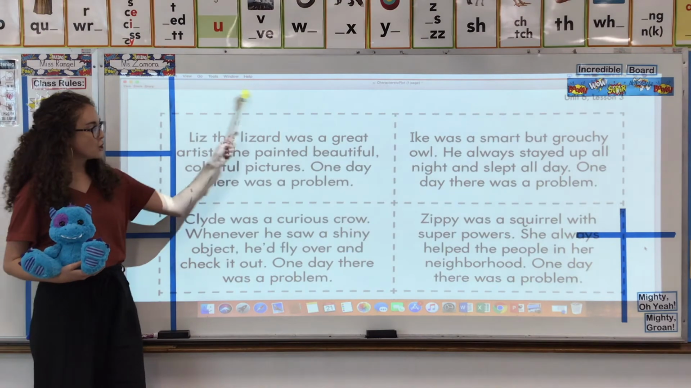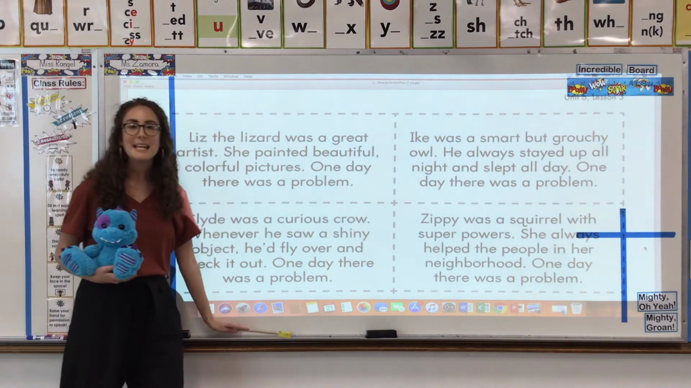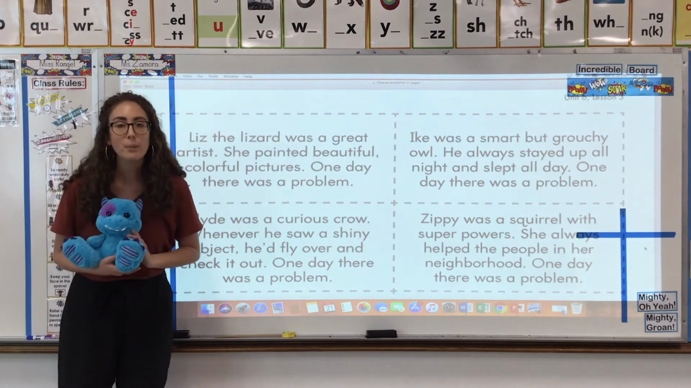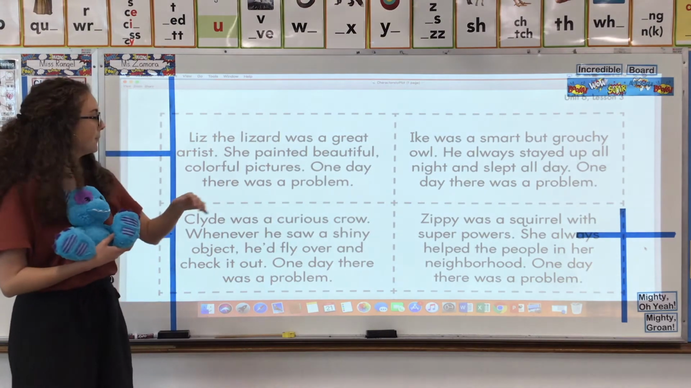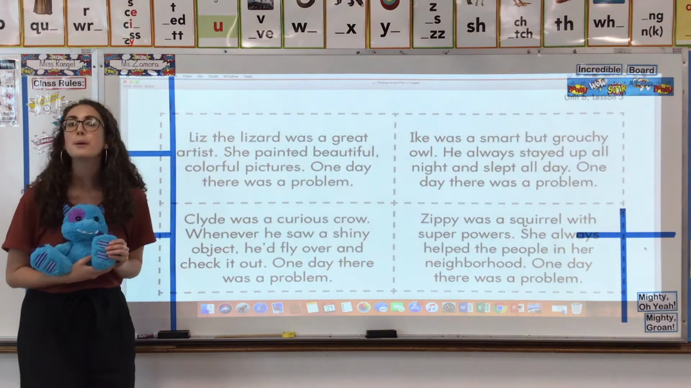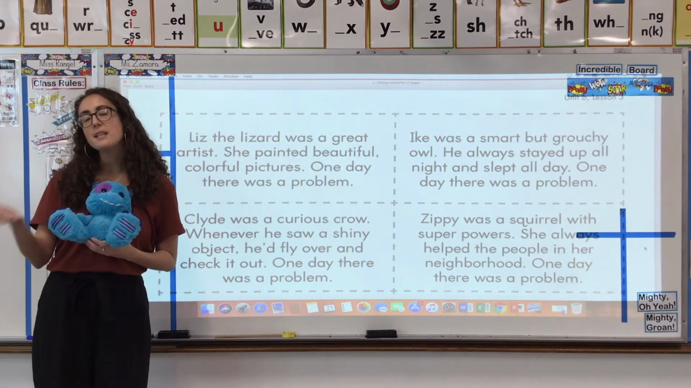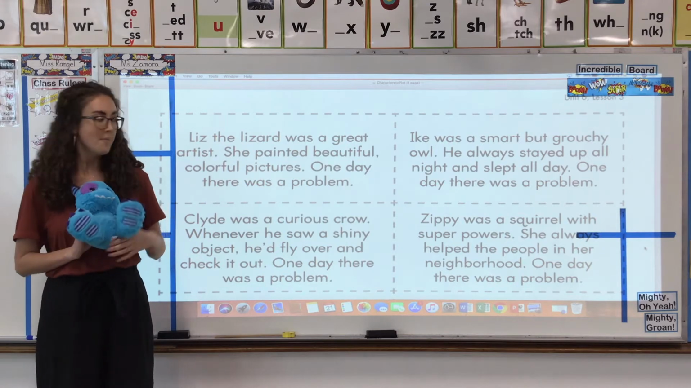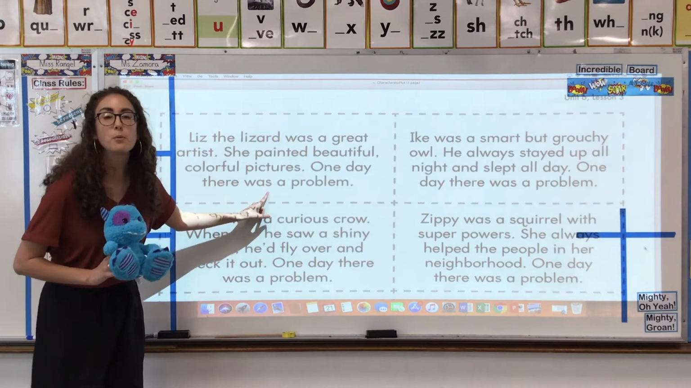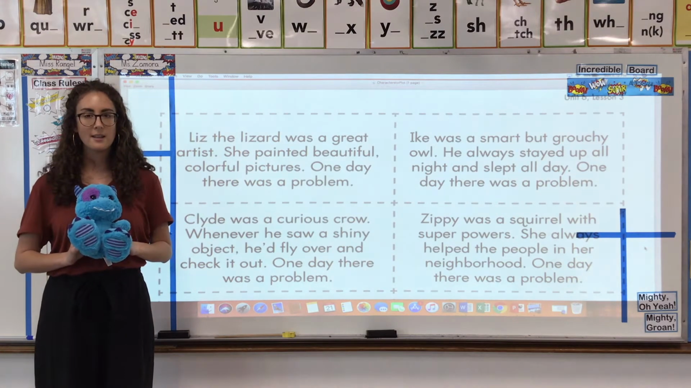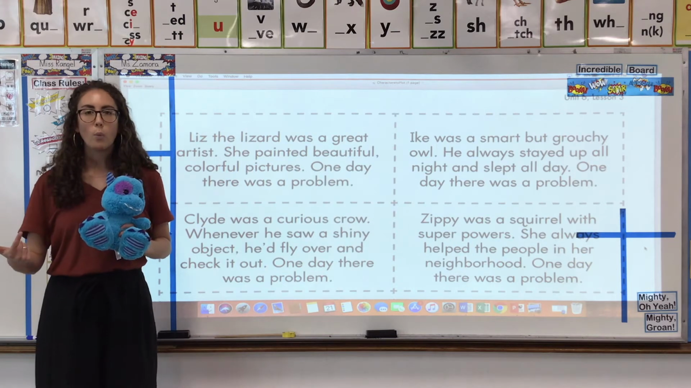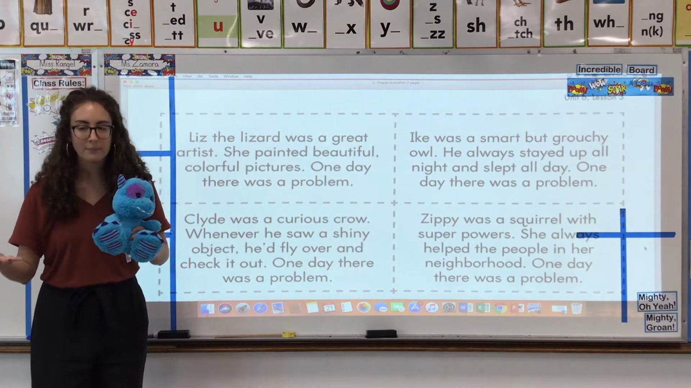Okay, so we were introduced to Liz the lizard. And this paragraph gave a little bit of description about her. She was an artist. She liked to paint pictures. So this is what we know about Liz. So based off this information, what's a problem she could face? If someone's an artist, they love to paint pictures, what would be difficult for them? What do you think?